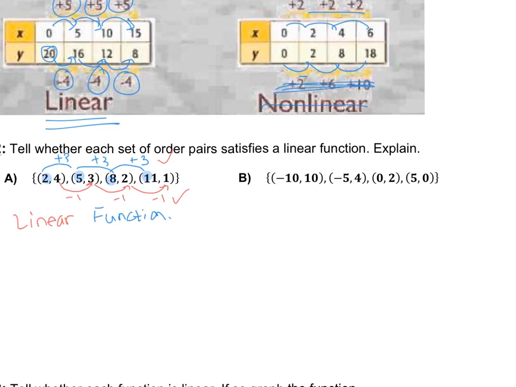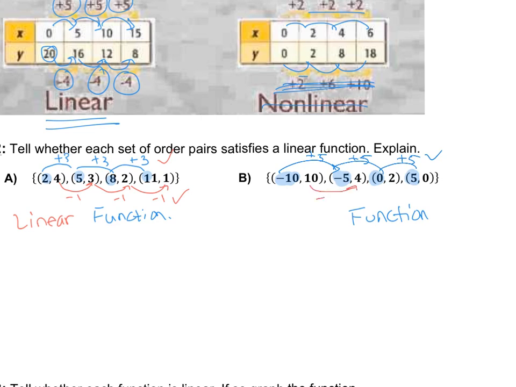Let's check B. First, check if it's a function. So I'm looking at -10, -5, 0, 5. None of those repeat, so this is a function. And now let's see if it's linear. So check from the x value. -10 to -5. Well, that's increasing by 5. -5 to 0, increasing by 5. 0 to 5, increasing by 5. So this one's good. Let's check the y's.